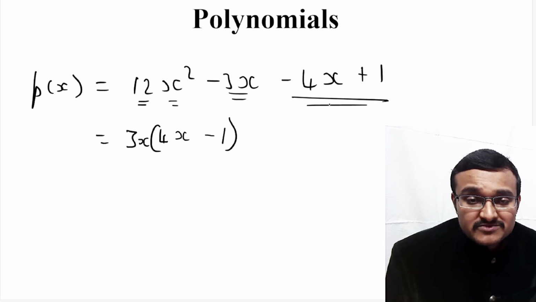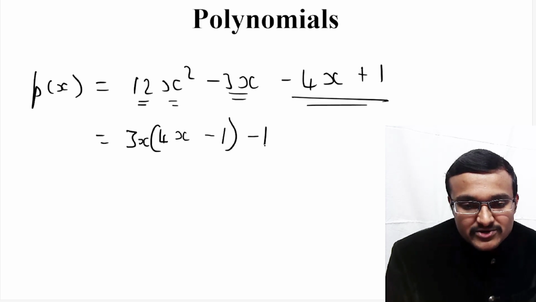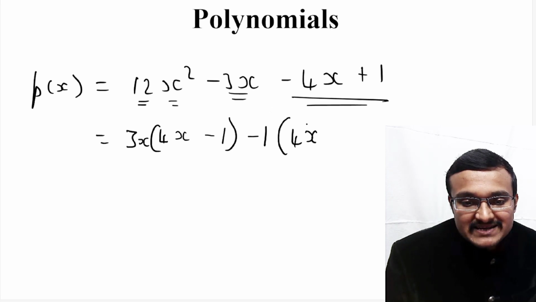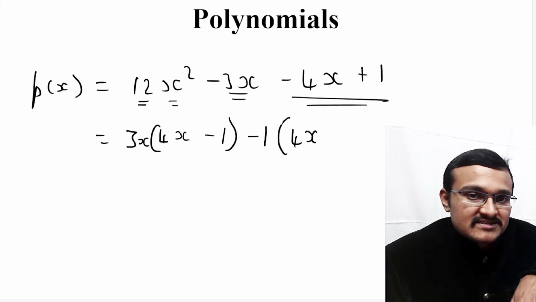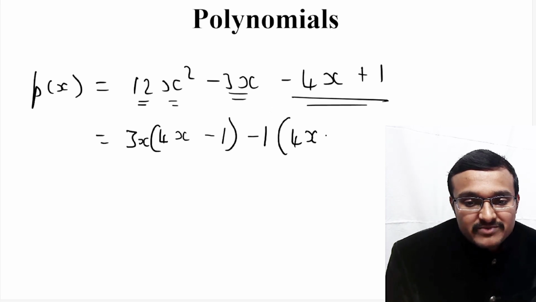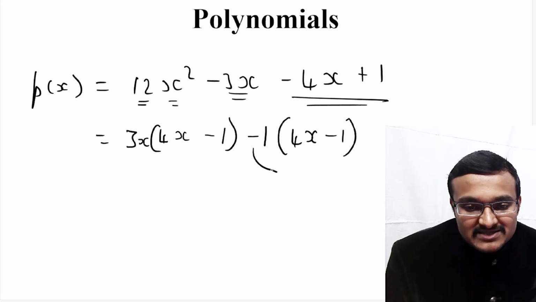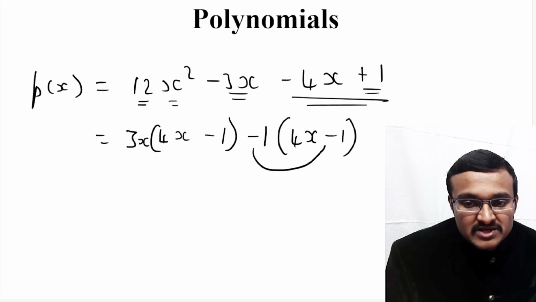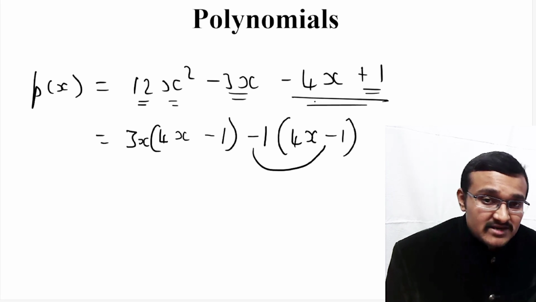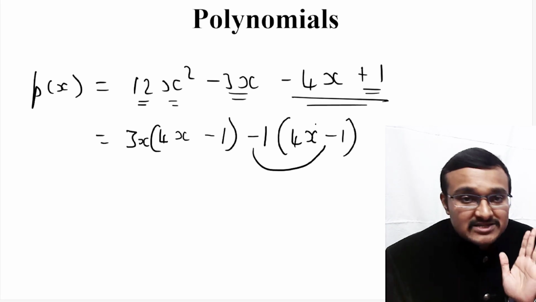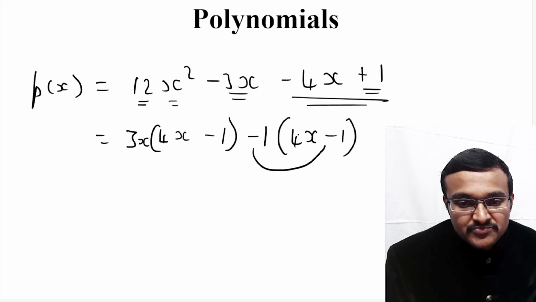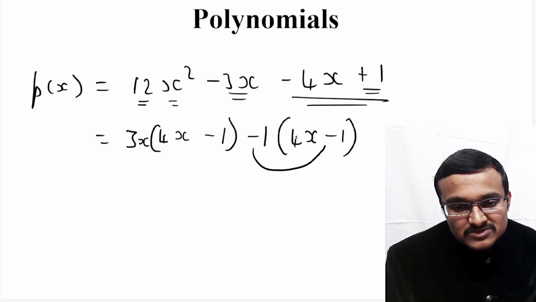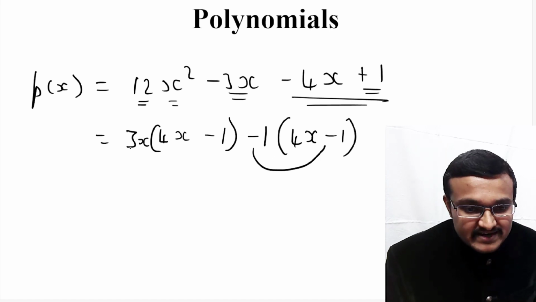So here in these two terms you can take minus 1 common. When you take minus 1 common, inside you will have plus 4x, because minus 1 into plus 4x will become minus 4x. Similarly, plus 1 becomes minus 1, because minus 1 into minus 1 again becomes plus 1. So that's why when you take minus 1 common from this plus 1, it will become minus 1. So that means here minus 1 into 4x minus 1 we are getting.